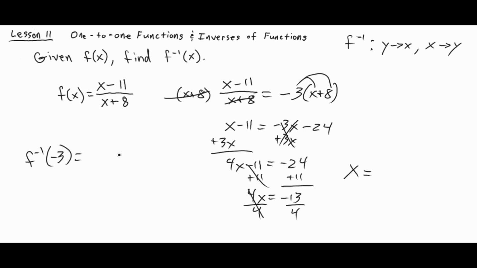Well, this is saying that x is equal to negative 13 over 4, but that x is for f of x. And so that means we transform the x into a y for f inverse, and it becomes y is equal to negative 13 over 4, and that's another way of saying f inverse of negative 3 is negative 13 over 4, okay? And so that's just another way of solving for a specific value in a rational function.